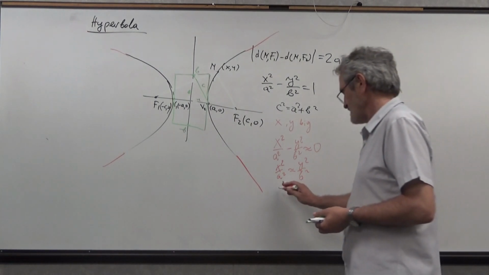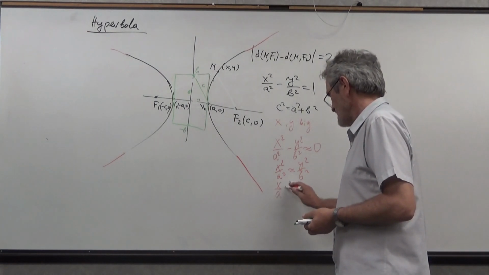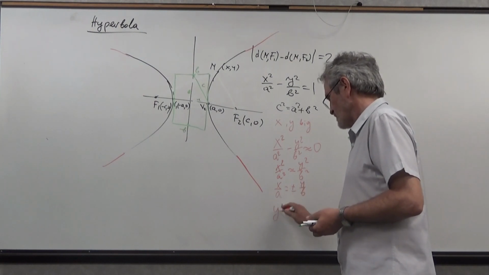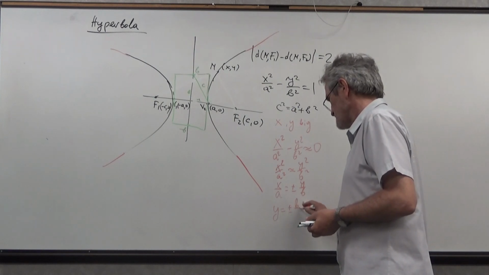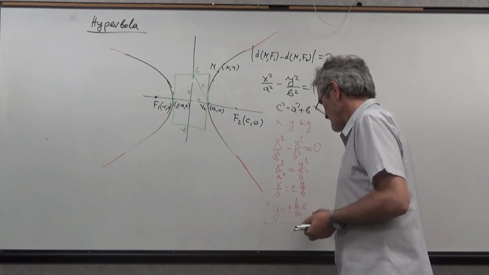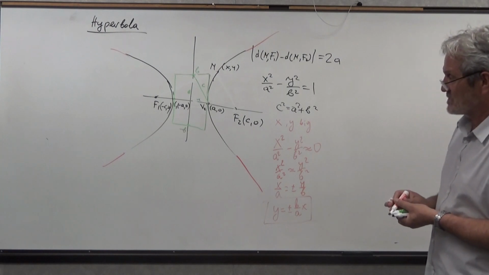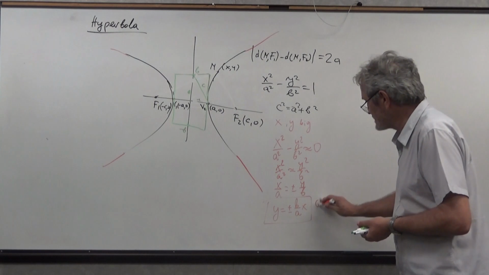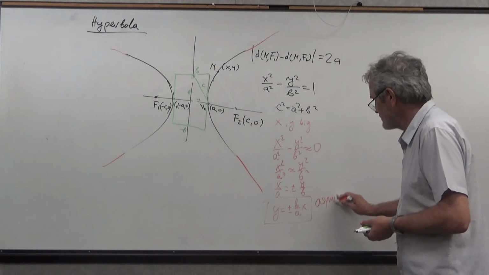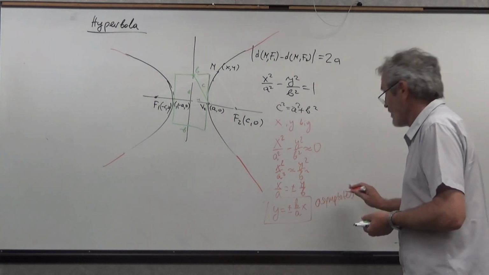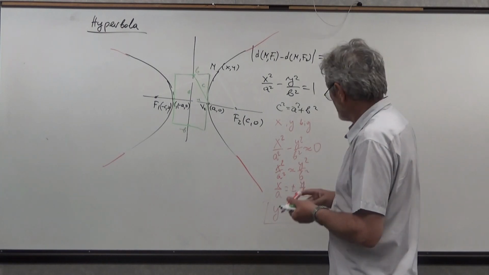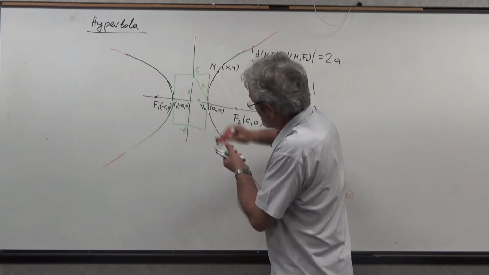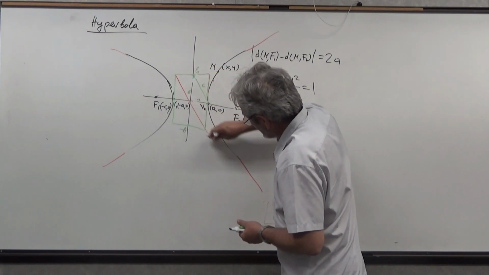You can take the square root and you get x over a equals plus or minus y over b, or if you solve for y, y equals plus or minus b over a times x. And that is the equation of the asymptote. So these are the asymptotes of the hyperbola. And here is something interesting: b over a is the slope of this line that has b here and a here, and actually those are exactly the diagonals of your rectangle.